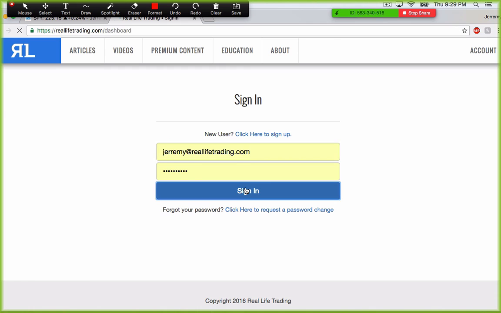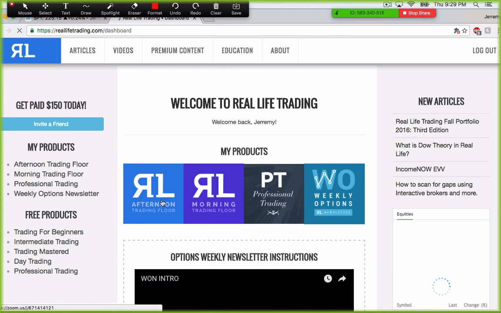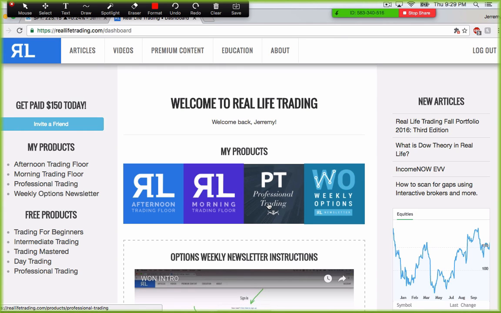Anyway, I click sign in with your email and your password, the same sign in that you guys created initially. And here's your products, right? So you have the afternoon product, the morning product, professional trading through the hedge fund, and weekly options. If you've never purchased anything with Real Life Trading, you don't have any of these.